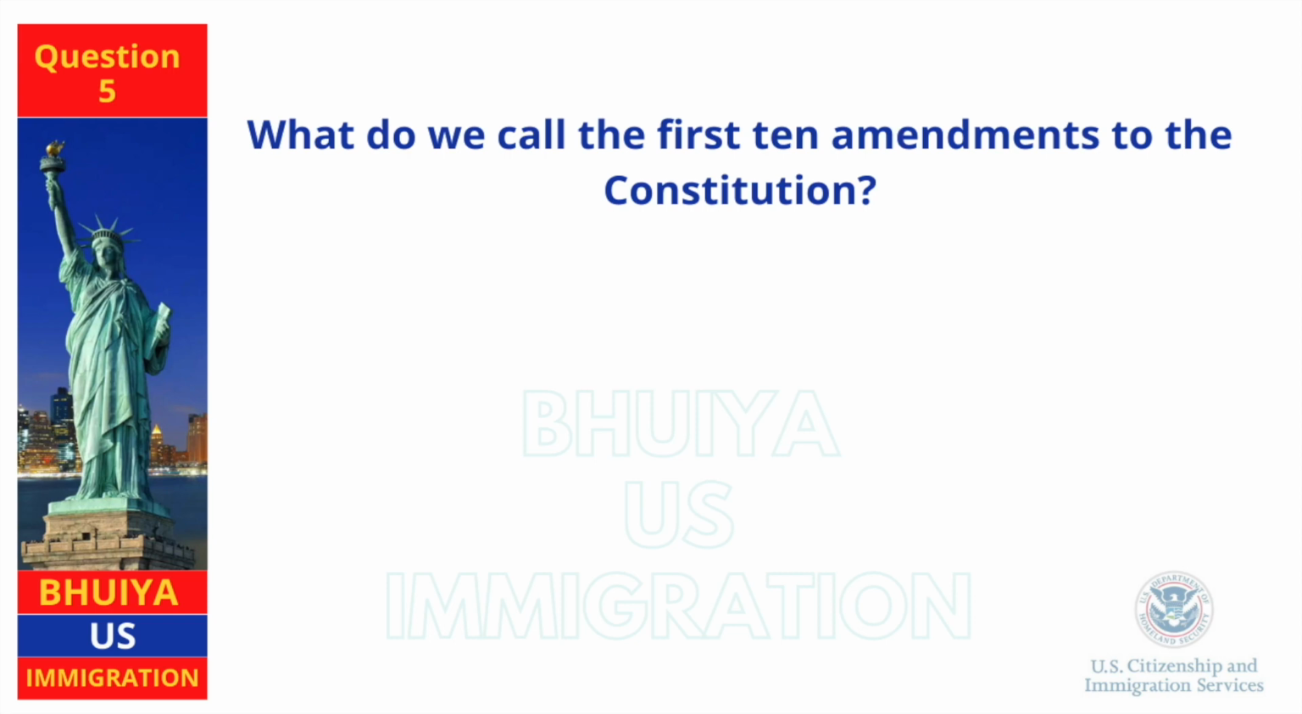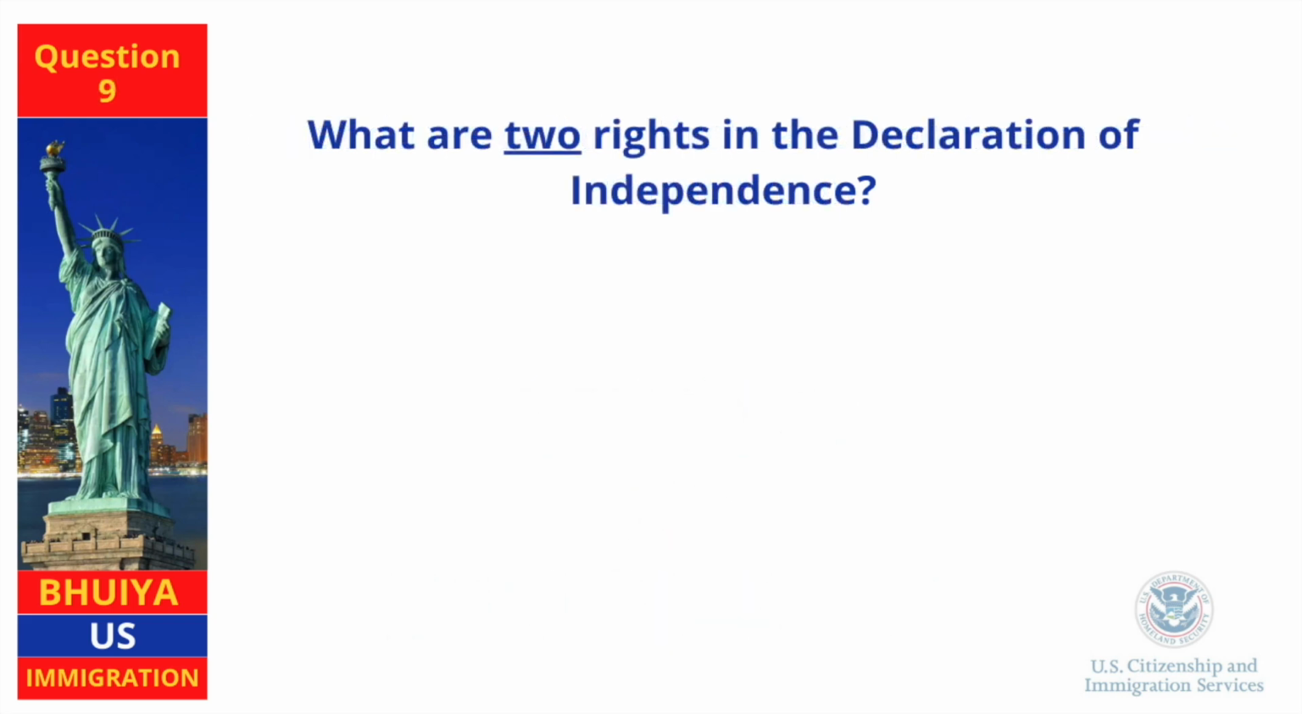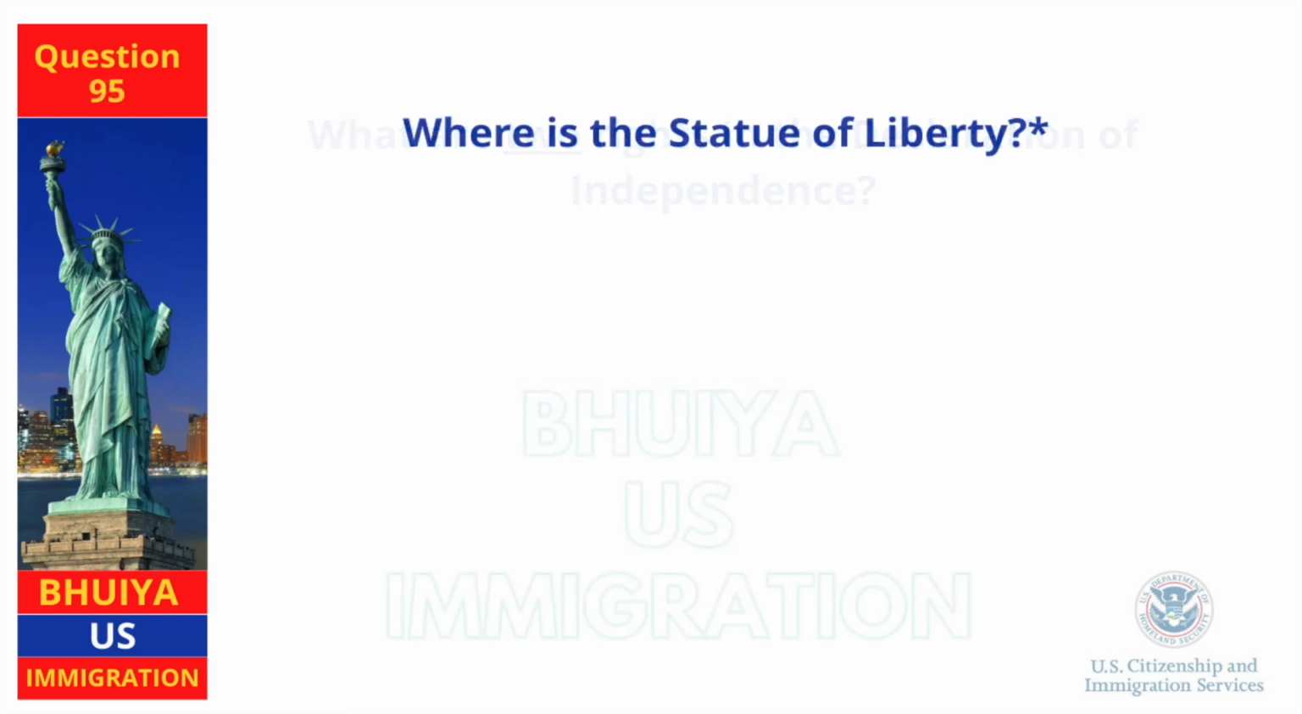What do we call the first 10 amendments to the Constitution? The Bill of Rights. What are two rights in the Declaration of Independence? Life, liberty. Where is the Statue of Liberty? New York Harbor.